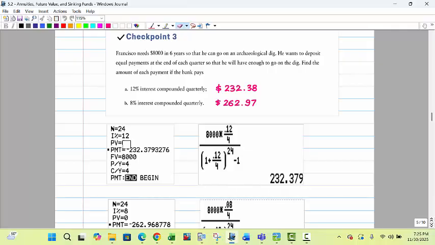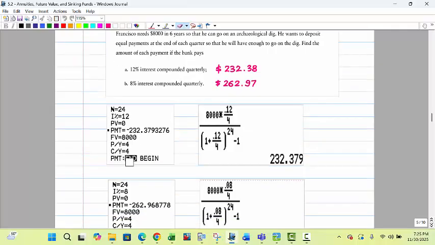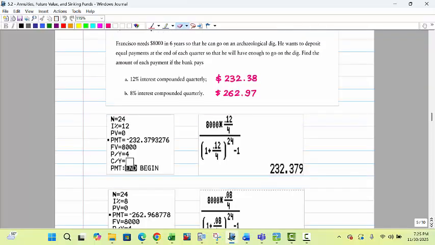In the TVM solver, N is 24, interest rate's 12. Zero out the PV, we're not looking for that. And we put in 8,000 for the future value. Okay, here's one, I forgot to do it. Some of them I do it, some of them I don't. It's not on purpose, but I did not put the negative in there for the future value, just like that example they did. So it just makes it spit out a negative payment. So no harm. It's kind of weird that it does that at all, but I don't know why.